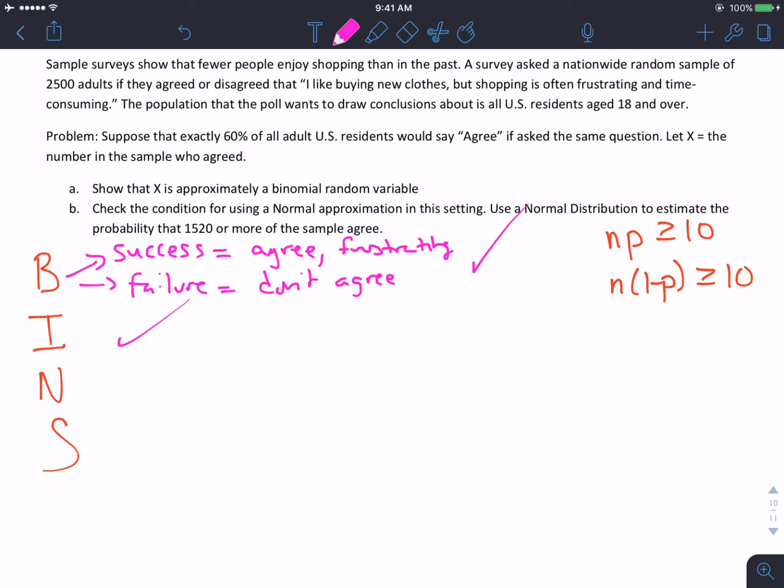by the 10% condition, do we have a fixed number of trials? And what is our probability of a success? Well, we're supposing that's 60%, so it's 0.6 that it's going to be your success.